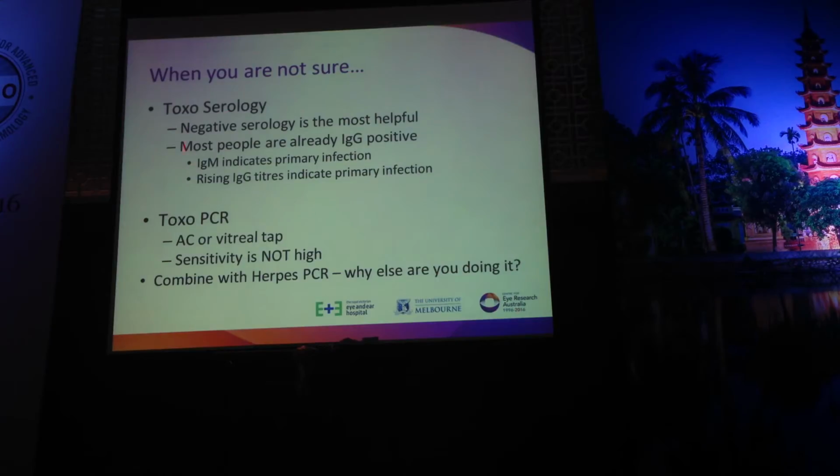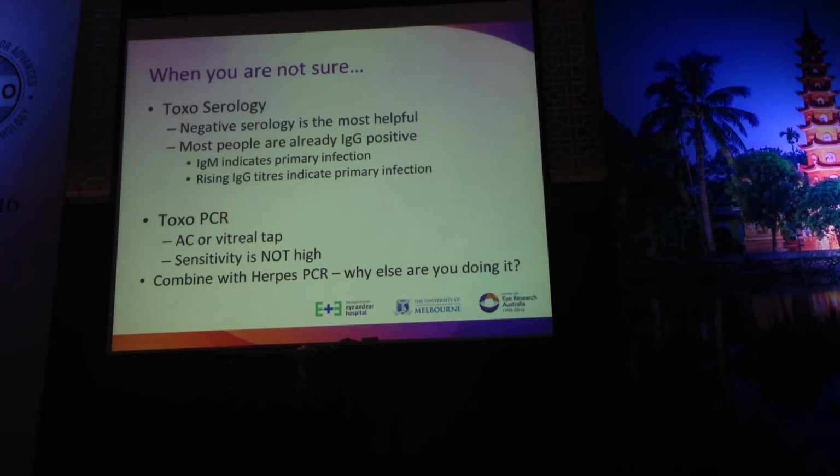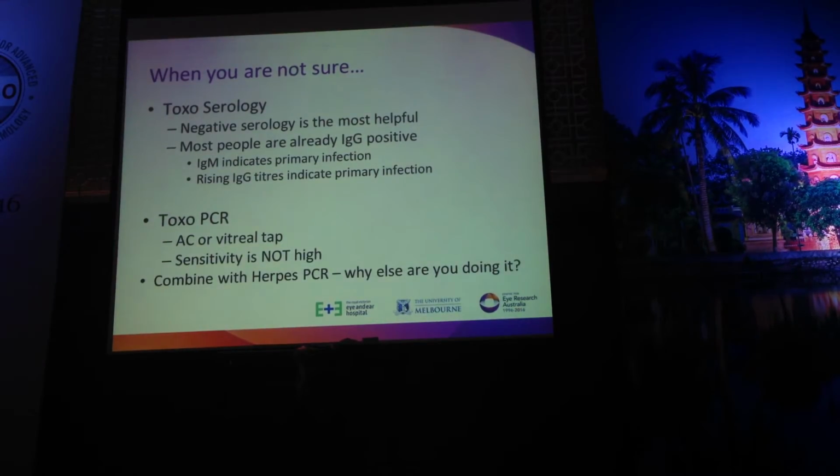Okay, a toxoserology is only helpful if it's negative. Okay, because about 90% of the population will have already been exposed. So a positive IgM or IgG of toxo is not that useful. Usually it's just an IgG in ocular toxo, but a negative one makes you think, okay, this might not be toxo, I might need to be thinking about other things.